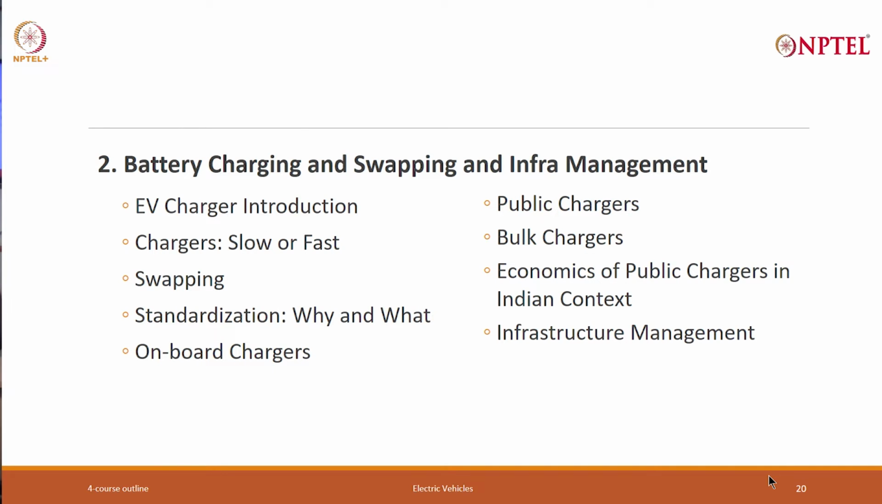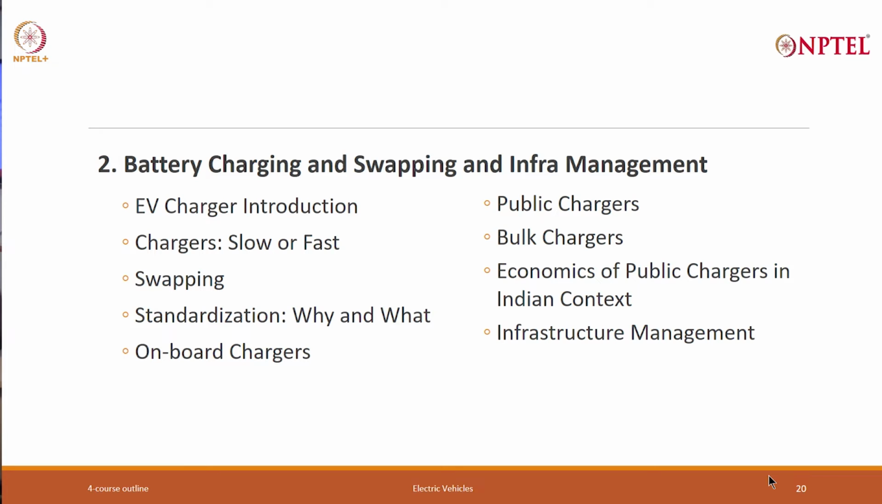The second part of this course is battery charging and swapping and infrastructure management. I will be teaching this. We will introduce electric vehicle chargers, we will introduce charging and swapping. We will introduce slow charging and fast charging. We will talk about whether standardization is required, why and what. We will talk about on-board chargers versus public chargers versus bulk chargers.